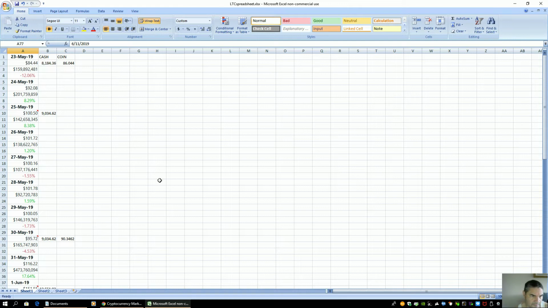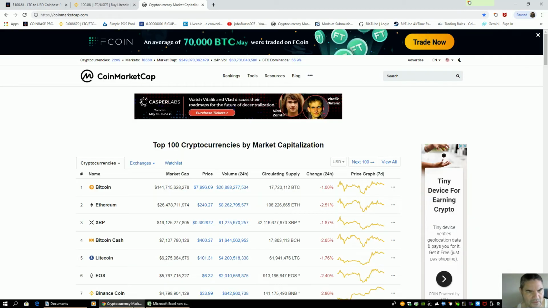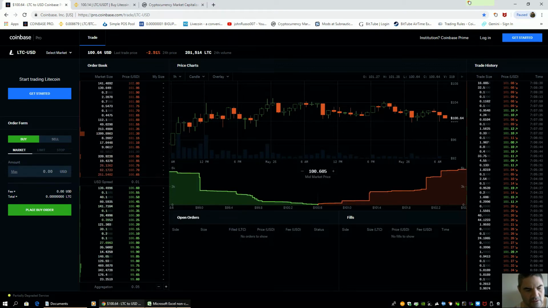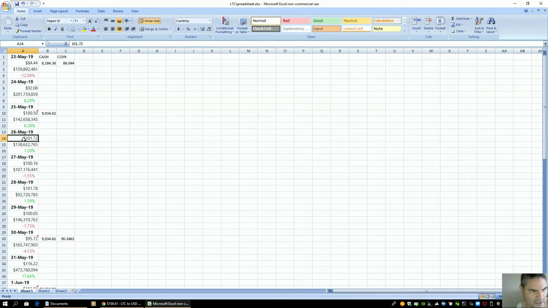Guys, I don't know if you have been noticing, but I posted this spreadsheet a couple of days ago. Now we're at May 26th, where I predicted the prices and said I found a pattern. So here we are at May 26th. Let's go on Coinbase and see what the price is. Well, look at that. Look how close I am to the price, 101.72.